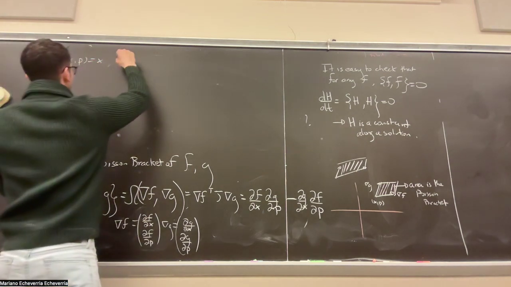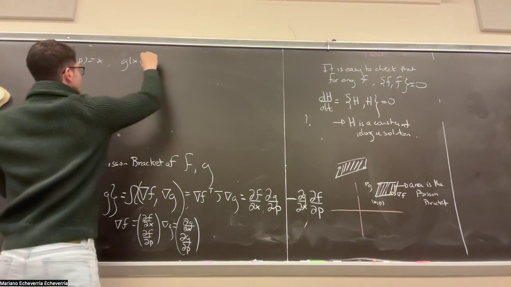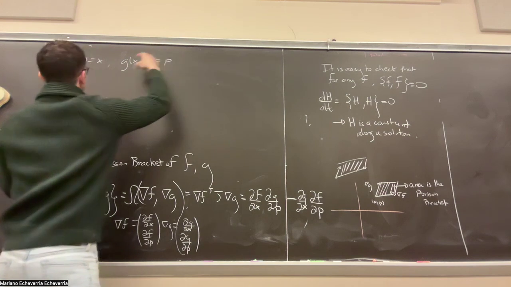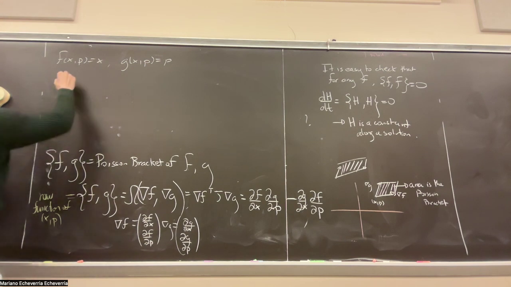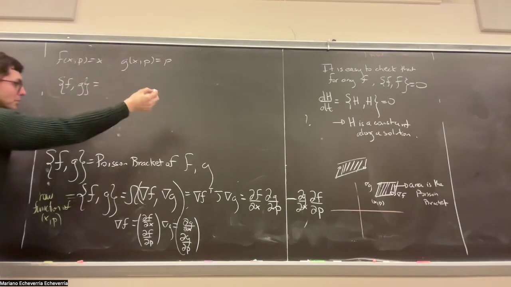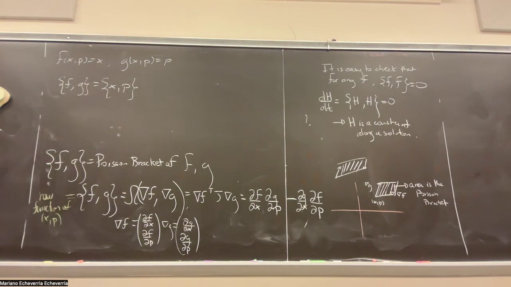And then the function g is the function that records the second coordinate. So think of them as projections, like the projection on the x-axis or the projection on the p-axis. So what would be the Poisson bracket of f and g, which typically you write as just the Poisson bracket of x and p, for obvious reasons, because they're literally that.